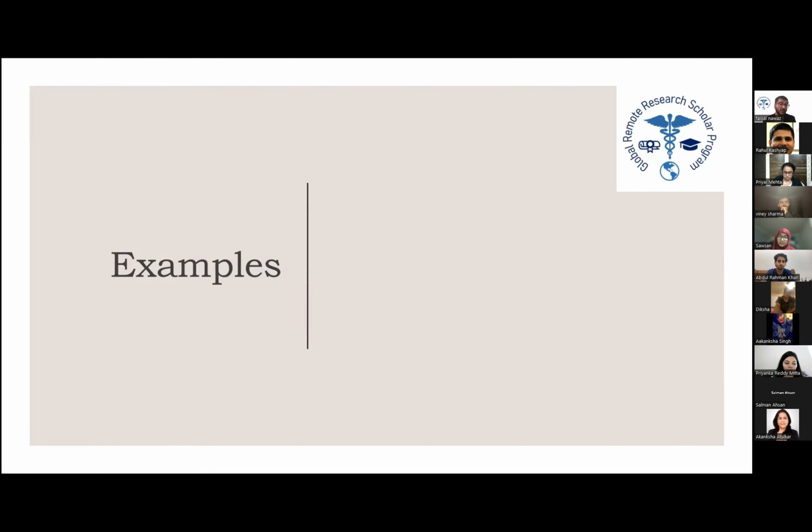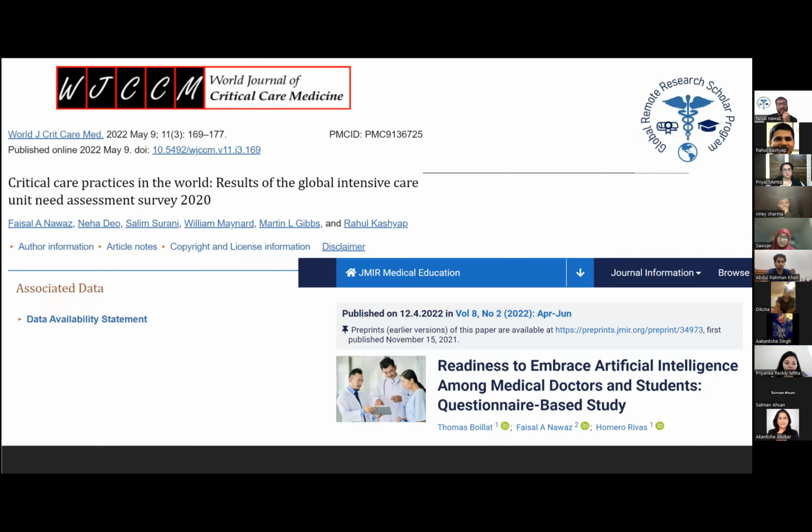So your idea may focus maybe in the format of a systematic review, or maybe a clinical research in the form of a prospective cohort study. So you're looking at different methods. And once you have a research question, that's another important thing to think of, where what kind of a study am I going to use to make sure that my research idea is a full study publishable. So the first example we have here is critical care practices in the world. And this is the results of a global intensive care unit assessment survey done in 2020.